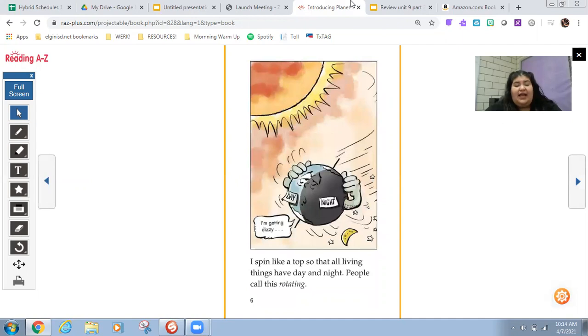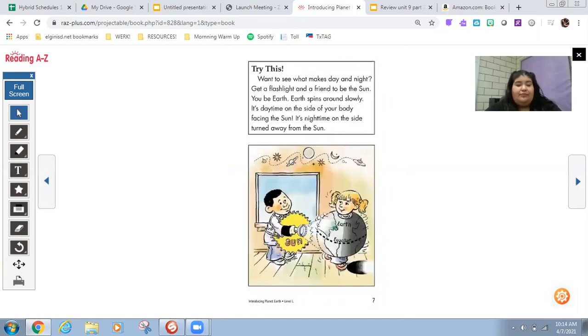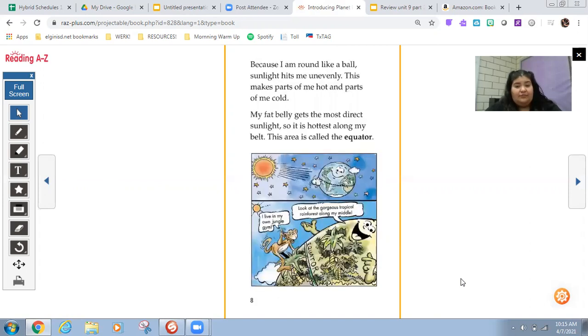I spin like a top so that all living things have a day and night. People call this rotating. I'm getting dizzy. Try this. Want to see what makes day and night? Get a flashlight and a friend to be the sun, and you be the earth. Earth spins around slowly. It's daytime on the side of your body facing the sun, and it's nighttime on the side turned away from the sun.